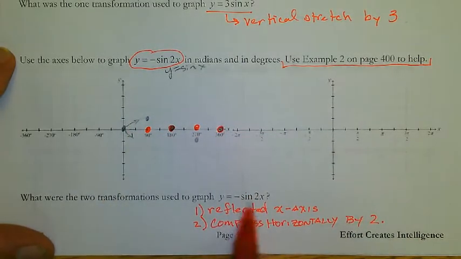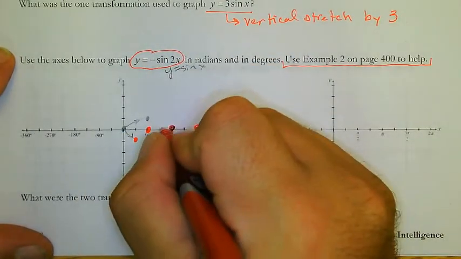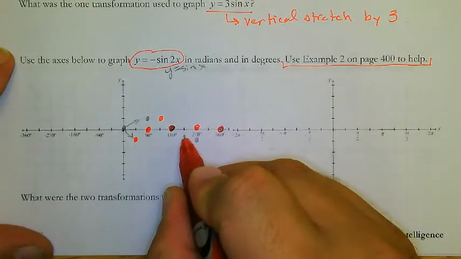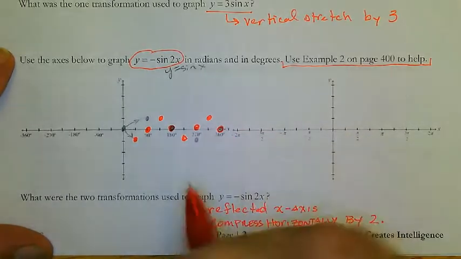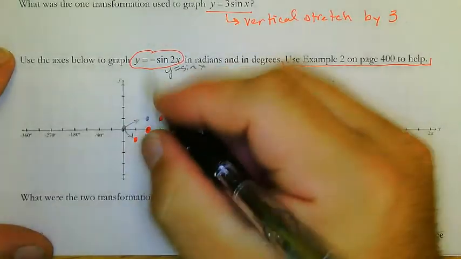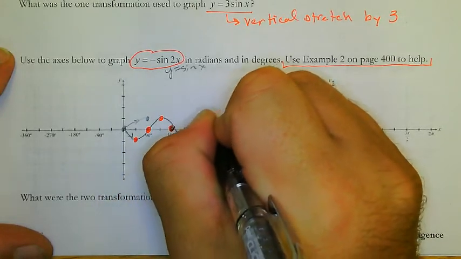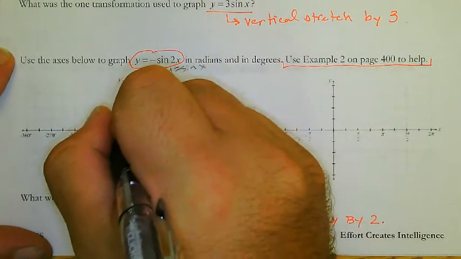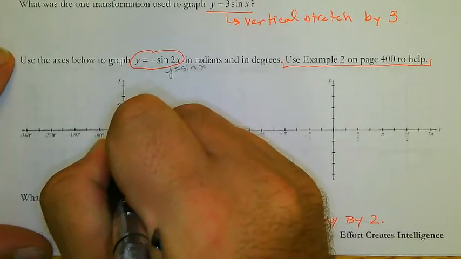But there is no vertical stretch. So here is the minimum halfway between. Here is the maximum halfway between. The minimum halfway between. The maximum halfway between. Right? And I can look and play, connect the dots. So there is my graph.